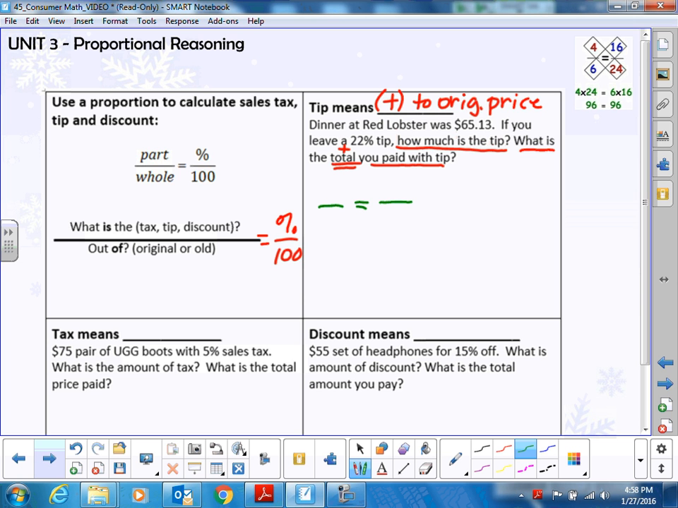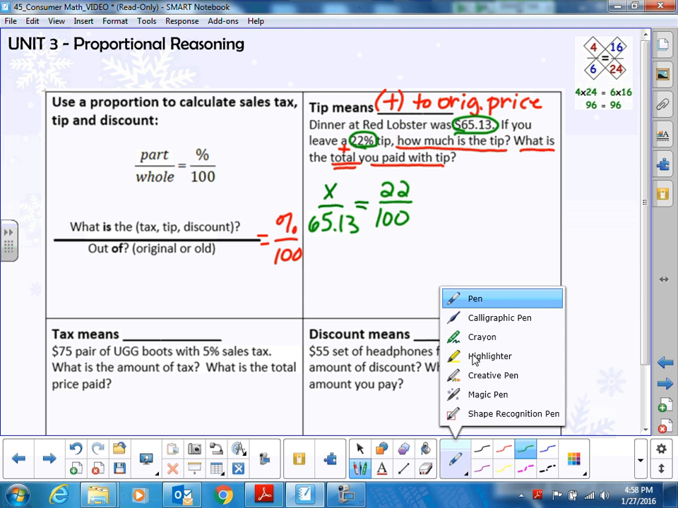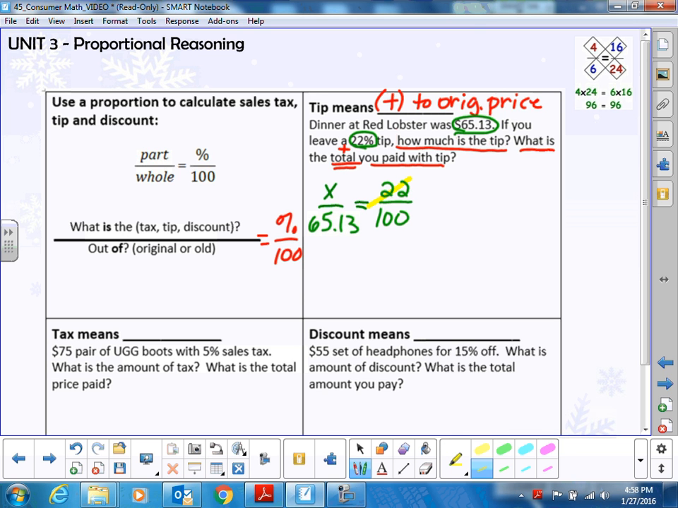Our original price, $65.13, goes on the bottom. And you're going to have lots of decimals here, so that's okay. We're solving for tip, which goes on the top because that's the part. Our percent is 22%, and that goes over 100. Now all we have to do is cross multiply. Get my handy dandy highlighter out.